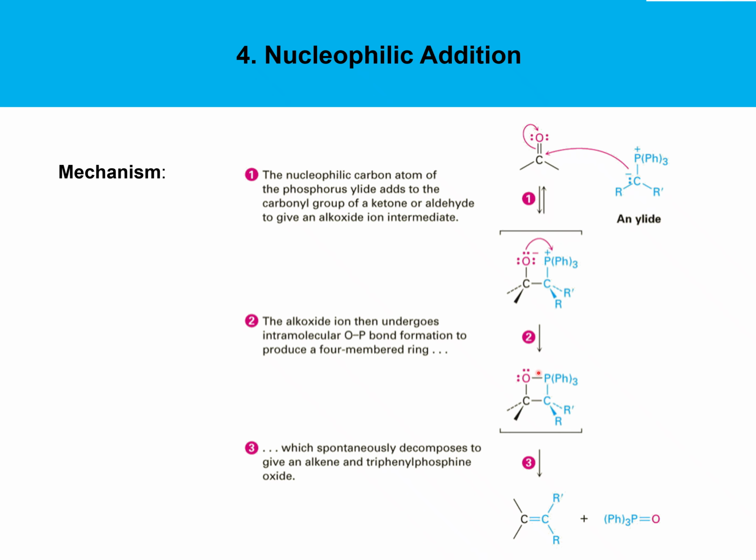four-member ring. That four-member ring is very strained and it will decompose to either go back to the original ketone and ylide or go forward into producing this alkene and triphenylphosphine oxide. Note that the phosphorus to oxygen double bond is a very strong bond, and so there is a driving force to produce these two products that you see here at the end.